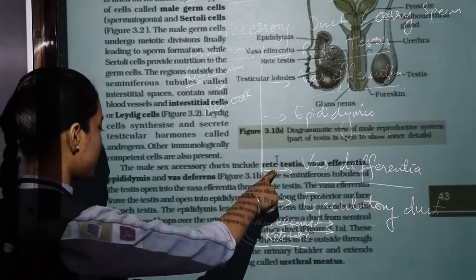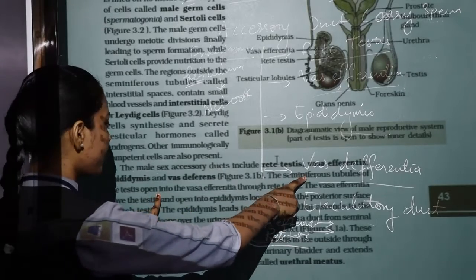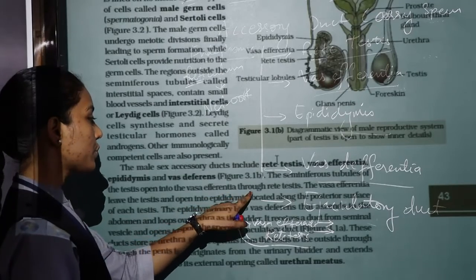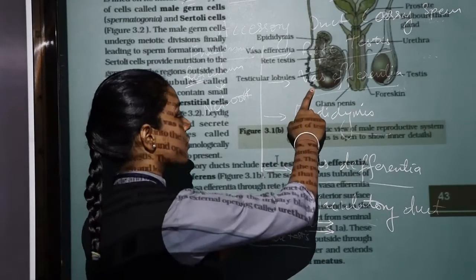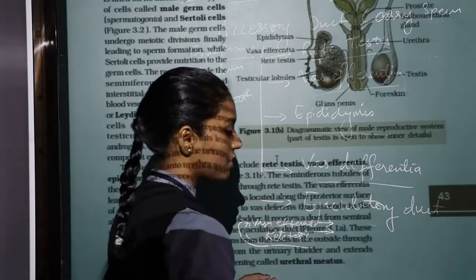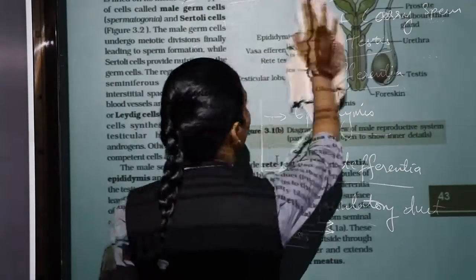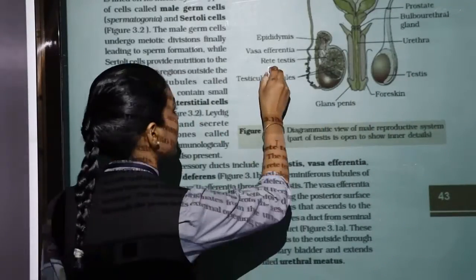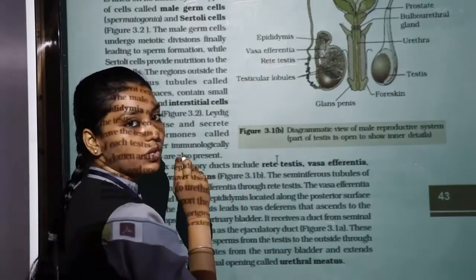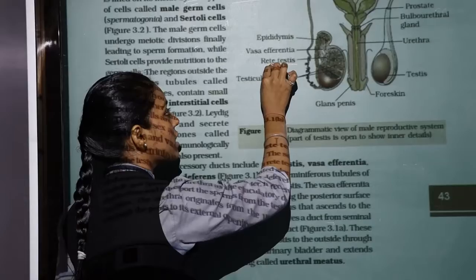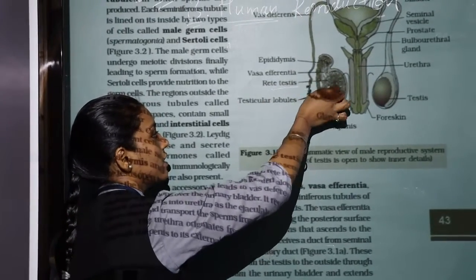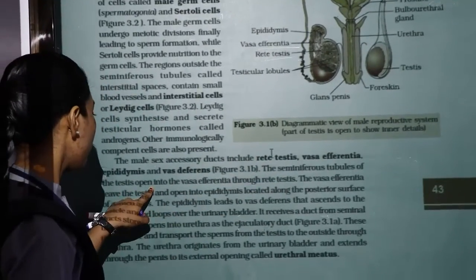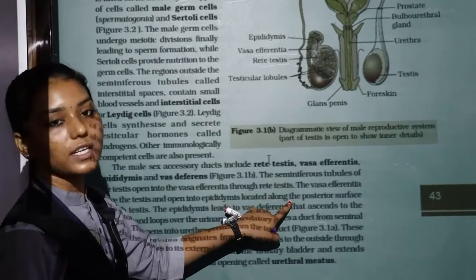See over here, rete testis and all. Now the seminiferous tubules of the testis open into vasa efferentia through rete testis. So rete testis, what is it? It is a link between, I will show you again over here. I hope you are clear with this diagram. Rete testis you have known with this: rete means a network of cells. Now it is a link for the sperm which is being carried to vasa efferentia. Here it is written that the seminiferous tubules open into the vasa efferentia through rete testis.